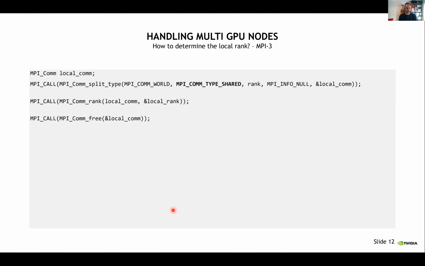And that is creating a node local communicator by using MPI split type on your communicator. I used MPI world here, and split by the type shared, so that you get a subcommunicator for all of the ranks that can communicate via shared memory. And then use that local communicator to query for a local rank, and then you can use that local rank to handle your GPU affinity.